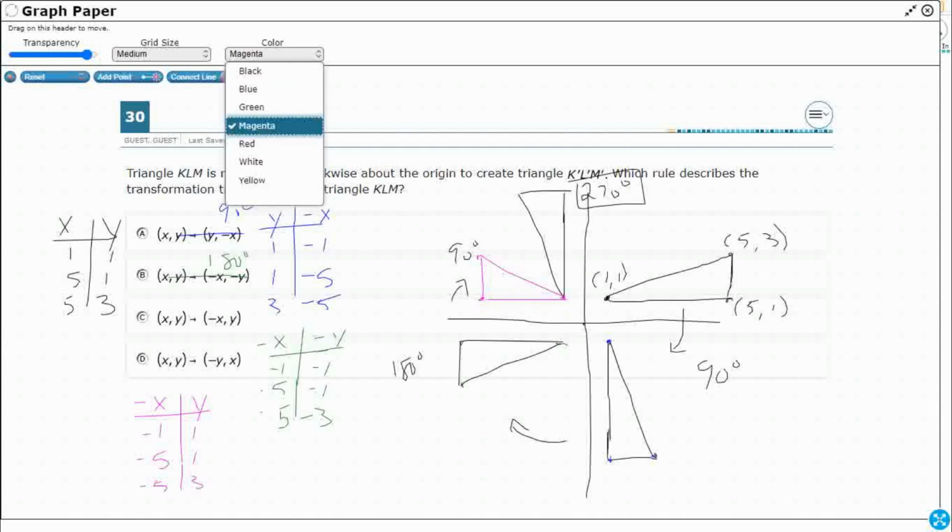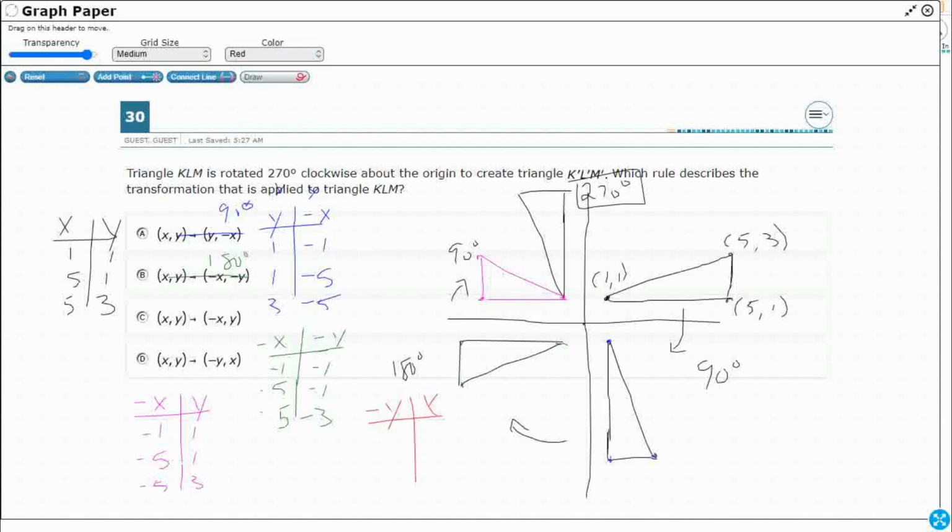All right, let's hope it's this last one right here: (negative y, x). All right, so (negative 1, 1) again. Got (negative 1, 5). Oops, that's it right there. Now I got my (negative 3, 5). Yeah, that's what we're looking for. So there's your 270 degree clockwise, or it's 90 degrees counterclockwise, but that's how we can visually represent it. Our answer is D.